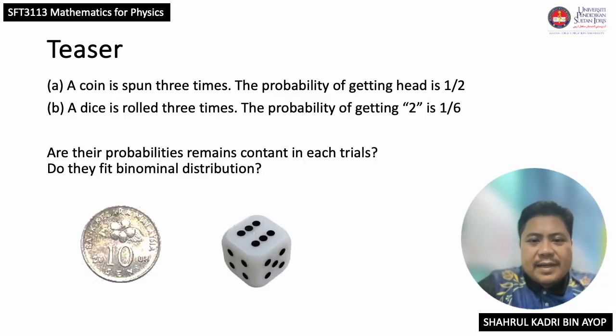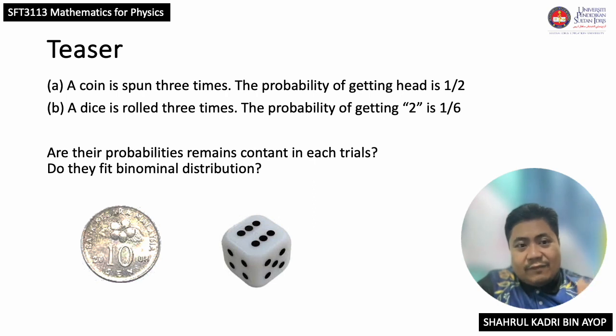A coin is spun 3 times, so the probability of getting a head each time we spin it is half. And a dice is rolled 3 times, and the probability of getting a 2 in each roll is 1/6.